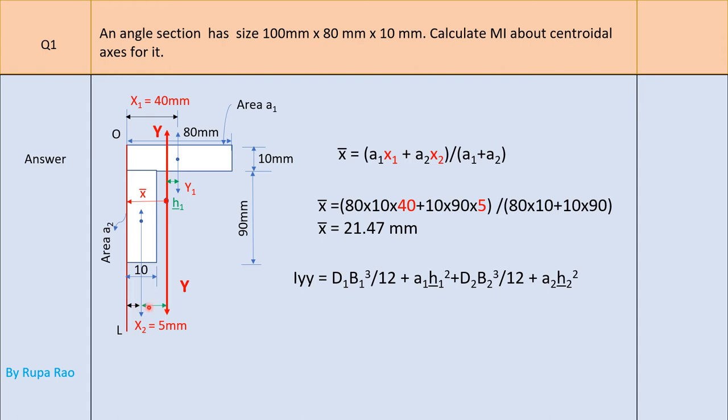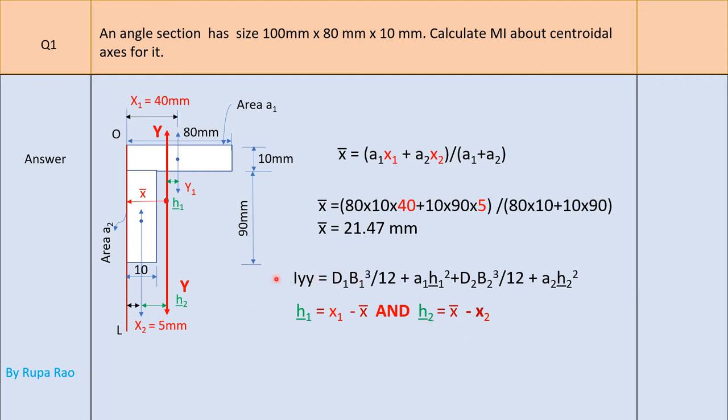Similarly, what is h2? This is the distance here, which I am showing in green, is h2. How much will it be? From this reference line up to here is x bar. And from this reference line up to here, this small distance is x2. So this h2 will be x bar minus x2. If from x bar I subtract this x2, I get this distance h2. So h1 is x1 minus x bar, and h2 is x bar minus x2.